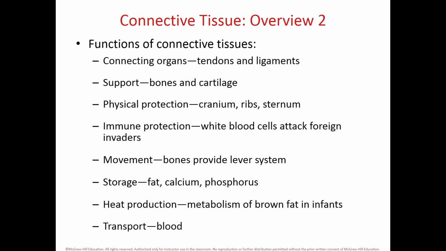Another function is for storage. We can store within the fat tissue or adipose tissue triglycerides for energy. Within the bone, we store calcium and phosphorus. And also the connective tissue can produce heat because in infants you have adipose tissue that is called brown fat that generates heat. And also another function of connective tissue is to transport, because within the blood you can transport nutrients and gases like oxygen and CO2.